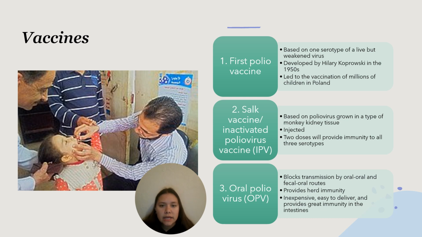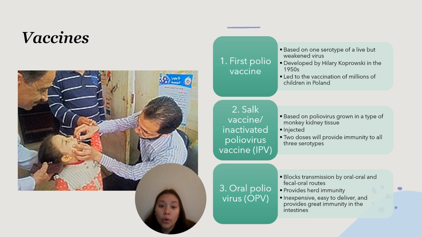The first vaccine used a serotype of a live but weakened virus. It was developed by Hilary Koprowski in the 1950s and led to the vaccination of millions of children in Poland. The second is the Salk vaccine, also known as IPV. It uses inactivated poliovirus. It's injected, and usually 2 doses will provide immunity to all 3 serotypes.